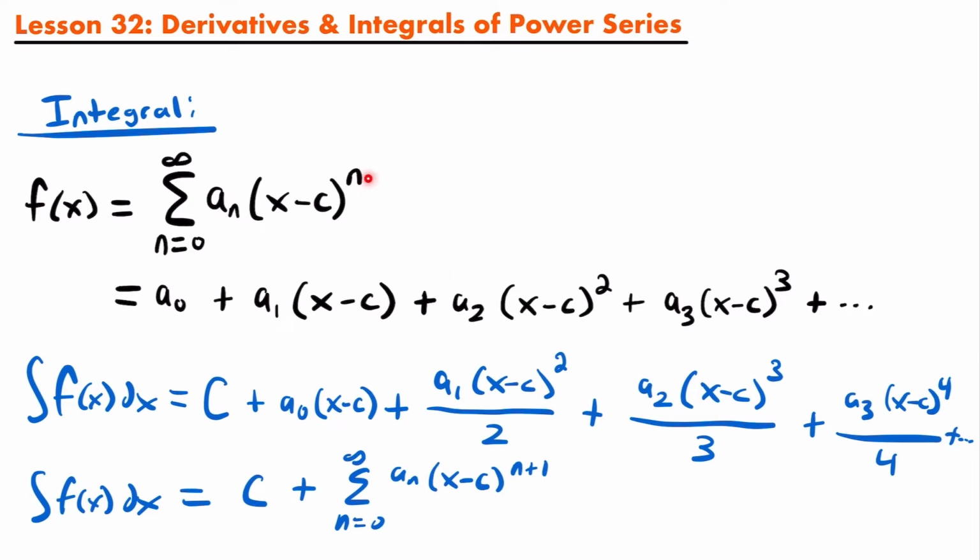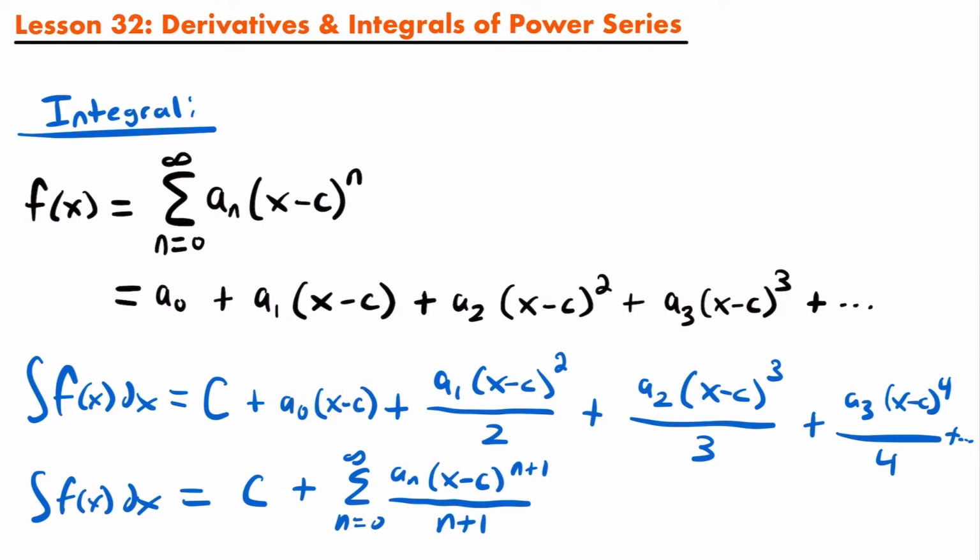We add 1 to our exponent for x minus c, so we have the quantity x minus c to the power of n plus 1 right here. And then we need to divide by that new exponent. So we will divide by n plus 1. All right, and so this power series right here represents every single one of these terms that would result from integrating each term of the original power series, right? And so if we were just to check a couple of them, when n equals 0, we want to have this term right here, a sub 0 times x minus c to the first power.